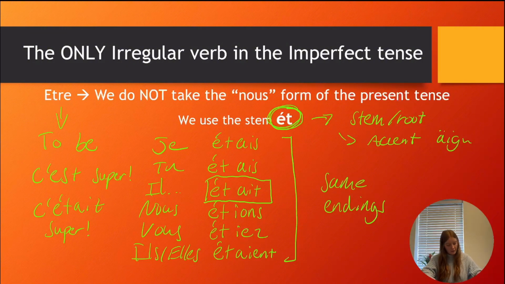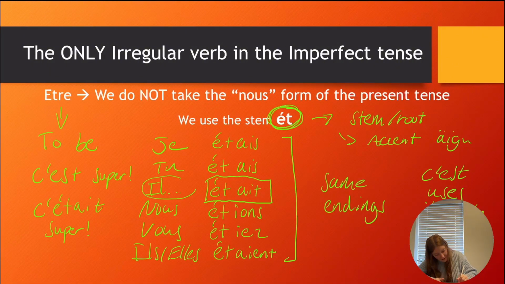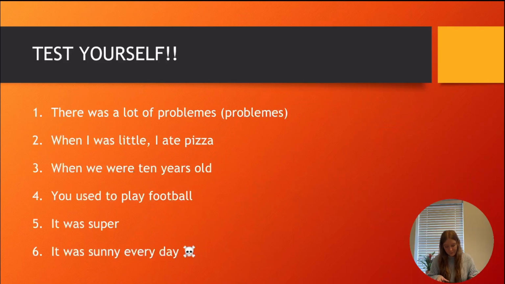That's because in the present, c'est uses the il, elle, on ending, right? Because in the present, you say je suis, tu es, il est, on est, elle est. We're using est, okay? So in the past, it's exactly the same. We use été, which is from the il, elle, on pronoun, right? So c'était super, okay? Let's move on.